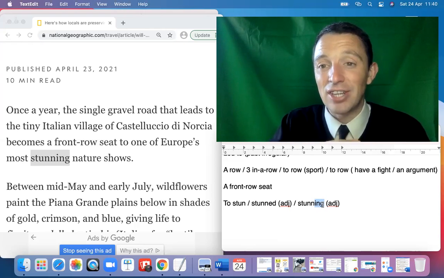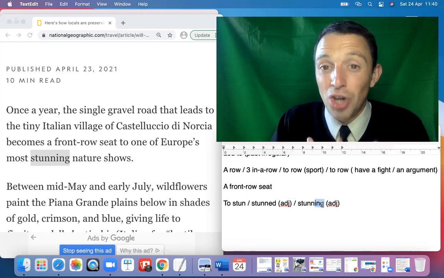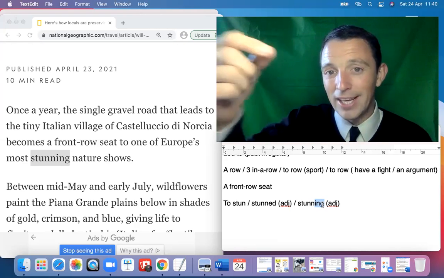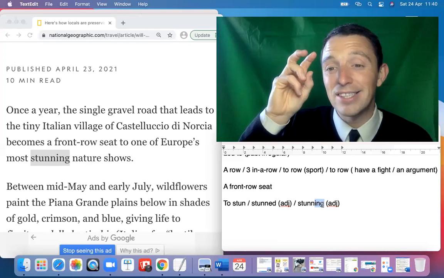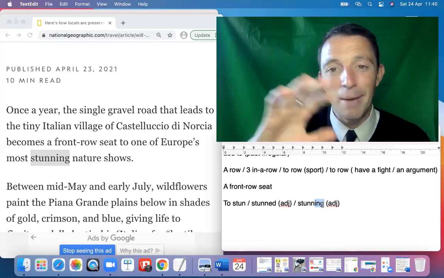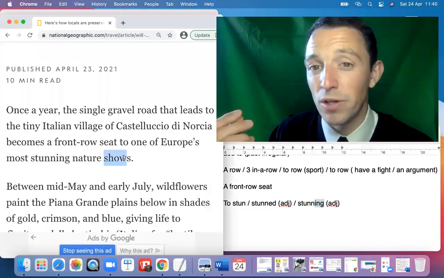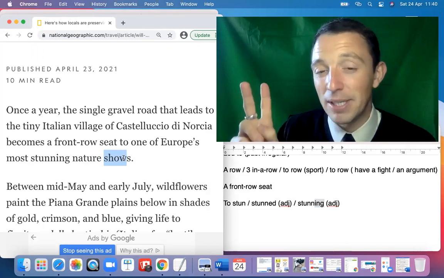Excited, my sensation, I am excited, okay? Stunned, my sensation, I am shocked, I am surprised, I am stunned. But the movie is boring, the movie is interesting. The picture is stunning, it's beautiful, okay? So here, the show or the performance is beautiful, it's amazing, it's stunning. It can be negative and it can be fantastic.